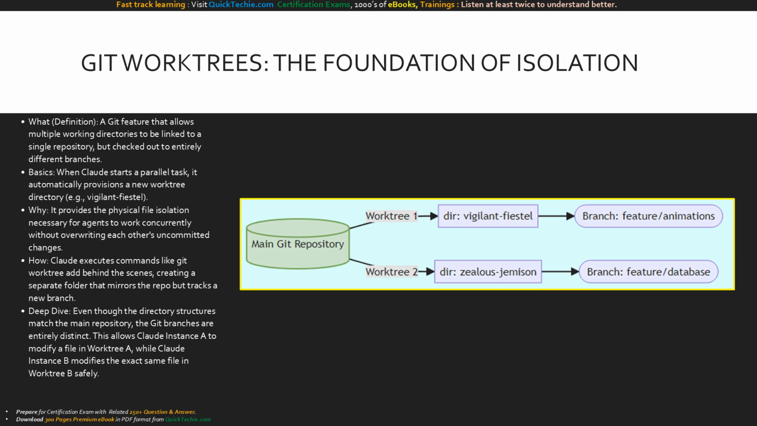This visual demonstrates the Git work tree architecture. We have our main repository database on the left. Branching off it, we see our active work trees. Instead of constantly switching branches in one folder and wiping out uncommitted work, Git allows us to have parallel physical directories on our disk. Each Claude agent lives inside one of these isolated bubbles like Vigilant Feastal, tracking its own branch perfectly insulated from the others.